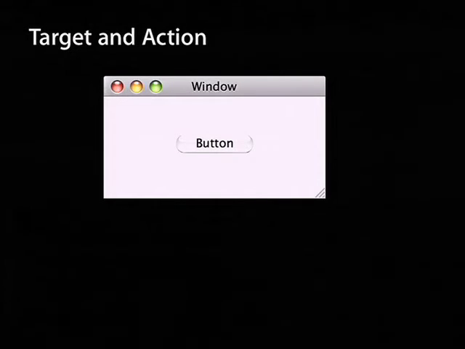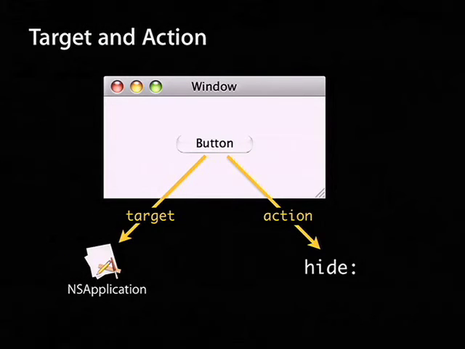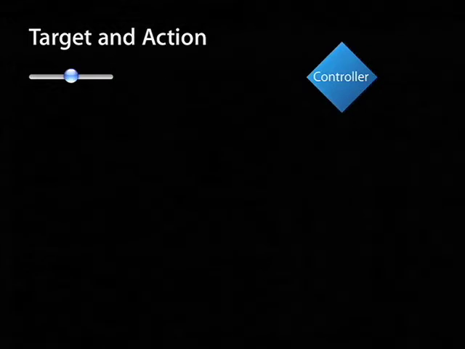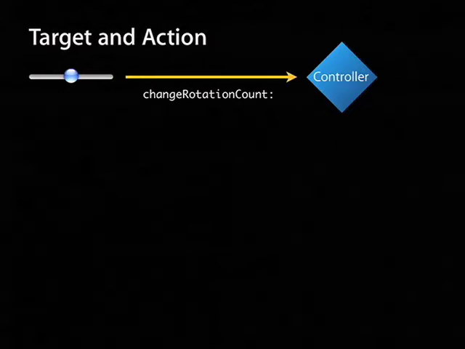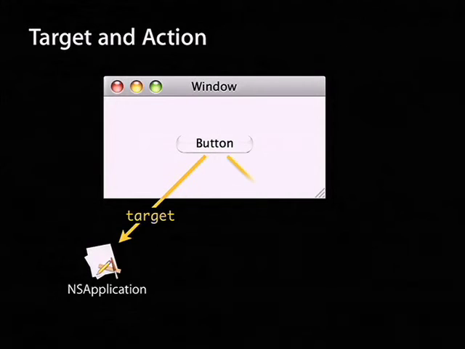For example, our button could have a target of the NSApplication and an action of hide. Then, as you might expect, when you click on the button, it makes your application hide. In our case, we have a slider and we have our controller. The target of the slider is the controller, and the action is this change rotation count method. What we did was declare this method, change rotation count. Oops, I've got to go through this again.